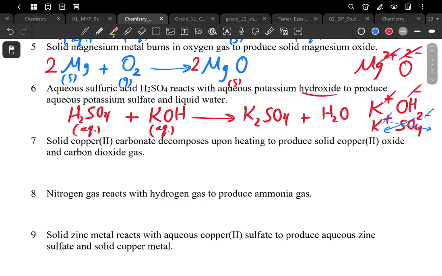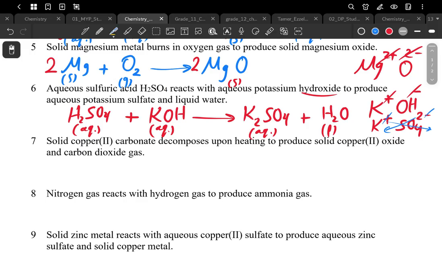This is a reaction called neutralization. Neutralization, because whenever an acid reacts with a base, it produces salt and water. So potassium sulfate is an aqueous solution dissolved in water, and water definitely is a liquid. Let's balance this equation.